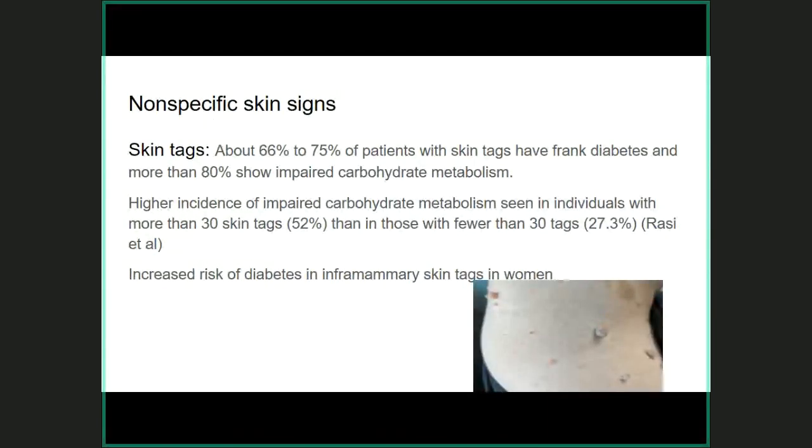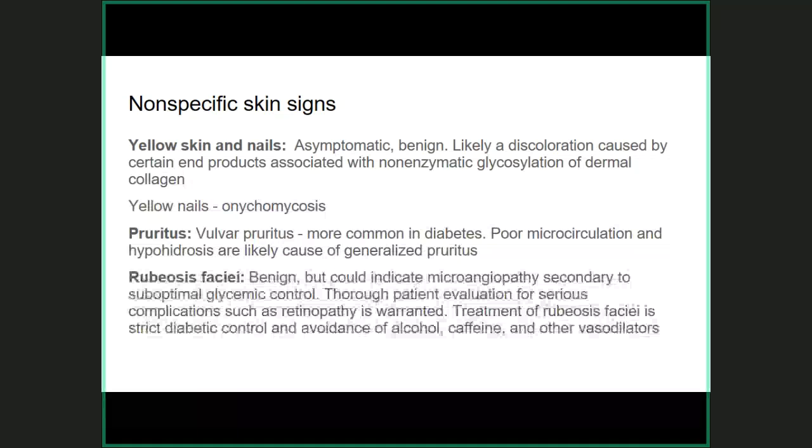Let's go to some non-specific skin signs, skin tags. We do see these in a lot of our patients. About three-quarters of patients who have skin tags have frank diabetes, and more than 80% show some degree of impaired carbohydrate metabolism. Higher incidence of impaired carbohydrate metabolism is seen if you have more than 30 skin tags in this one particular study. And if women have inframammary skin tags, then they're at higher risk for diabetes. Yellow skin and nails are asymptomatic, benign, probably more often due to fungal infections.